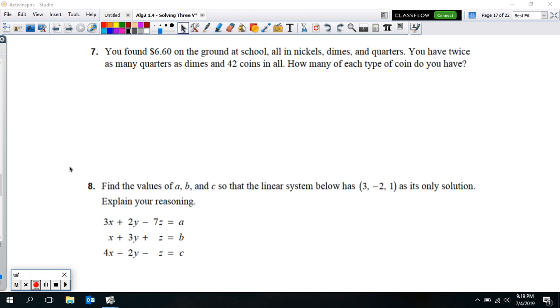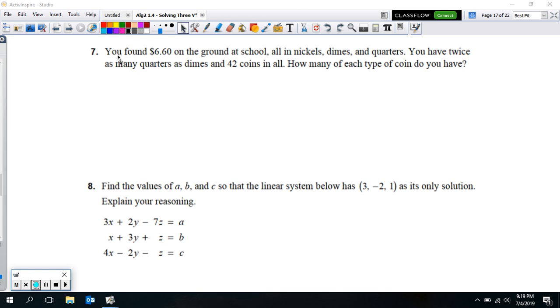It says you have twice as many quarters as dimes and 42 coins in all. How many of each type of coin do you have? So that tells you exactly what your variables are: the coins, how many of each coin do you have? Your last sentence, usually the question of the whole word problem, is going to tell you what the variables are, telling you what you want to find. We want to find nickels, dimes, and quarters. How many of each type?